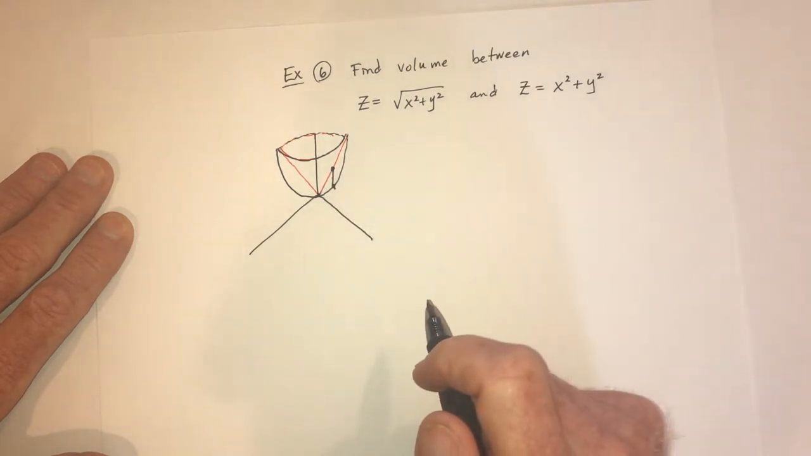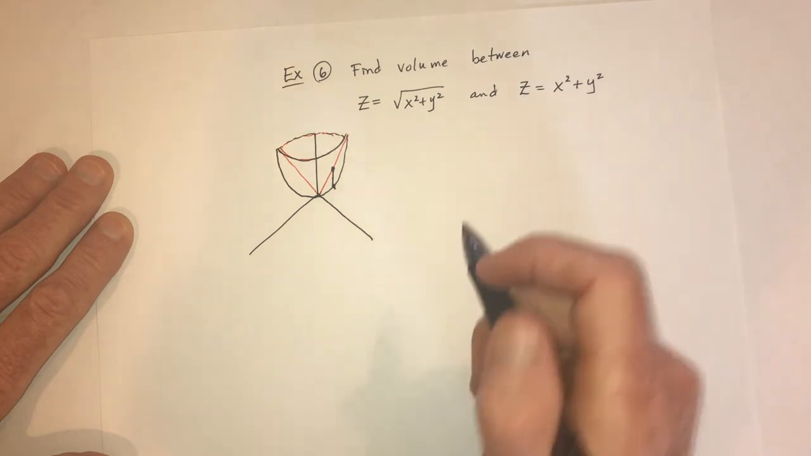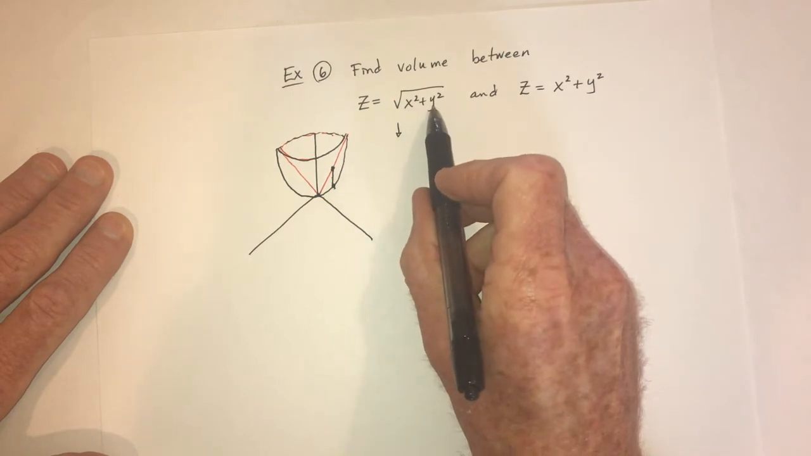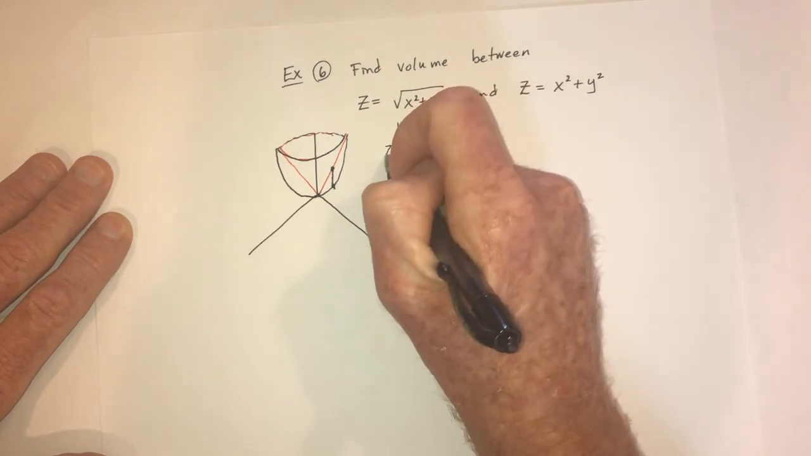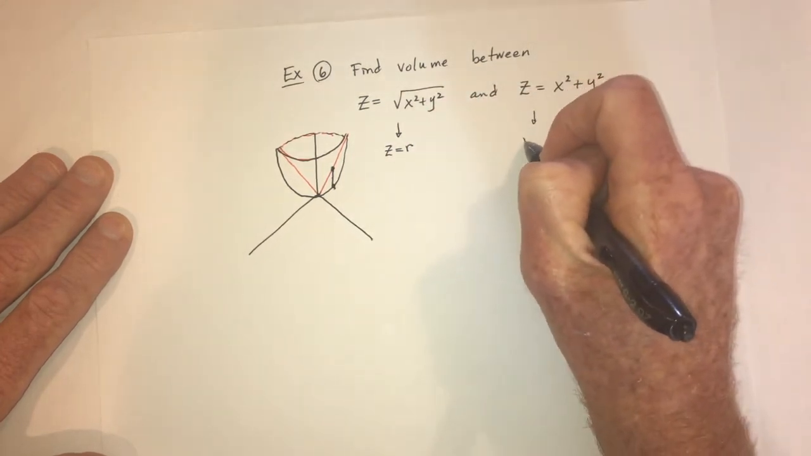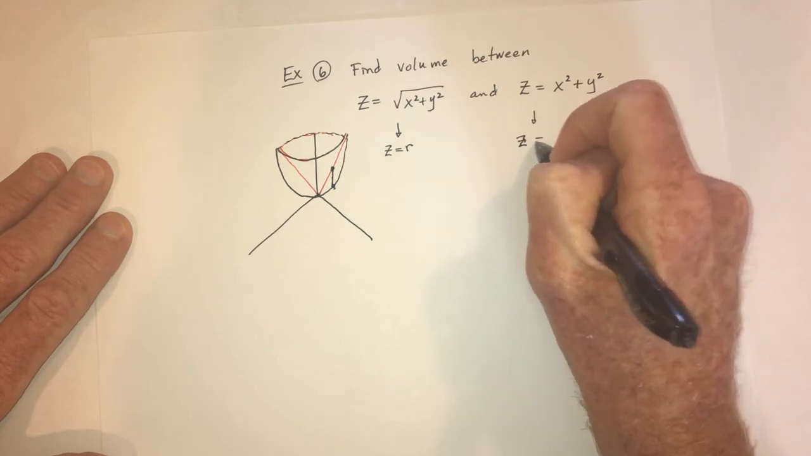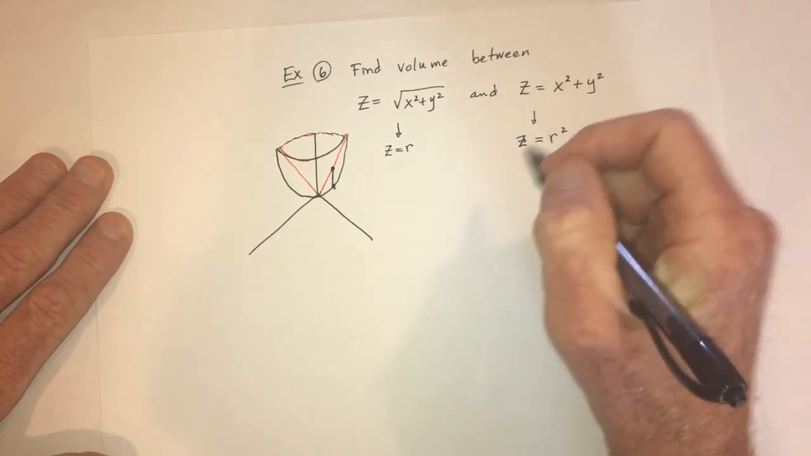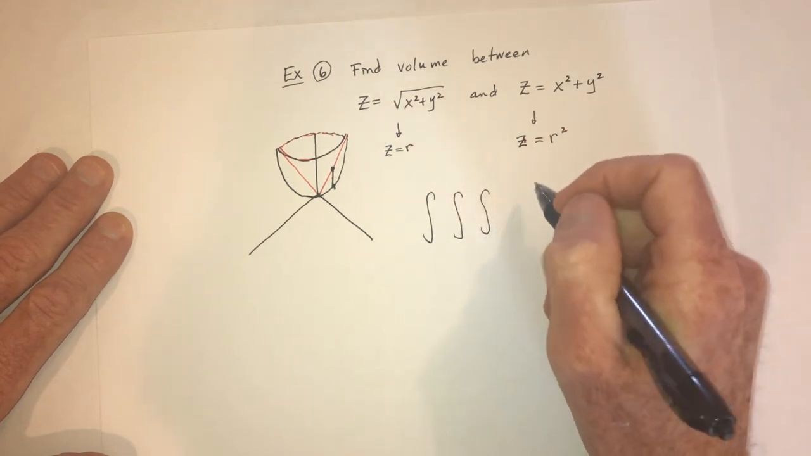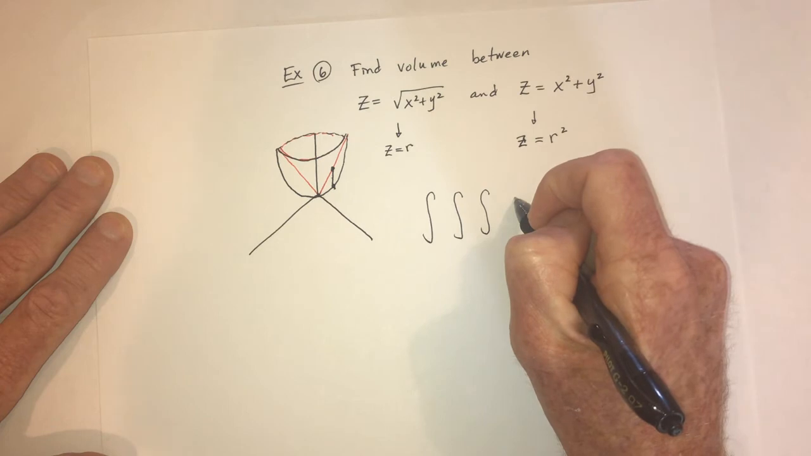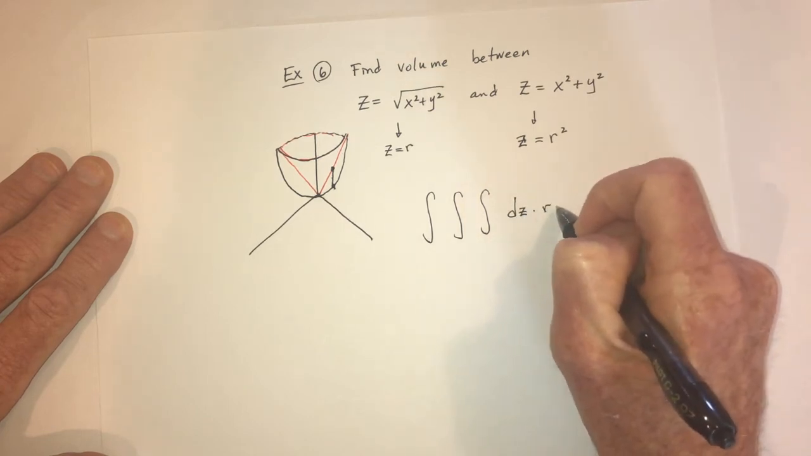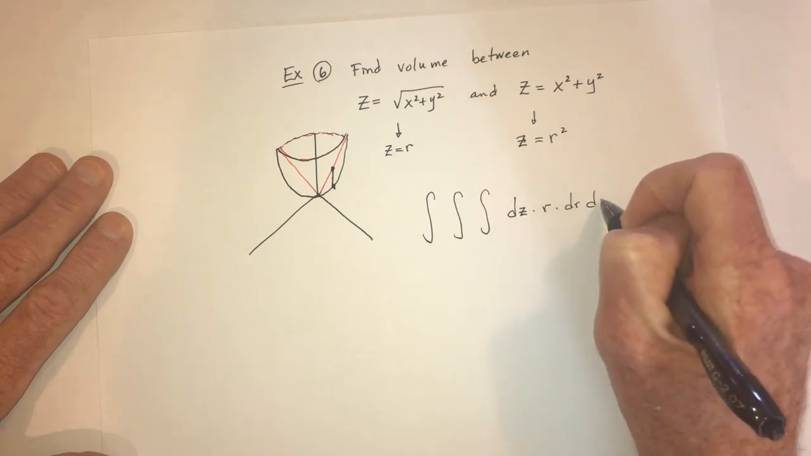Or what if we change this to polar? Oh yeah, that's a good idea. So x squared plus y squared equals r squared. Take the square root of that. That means this one is z equals r. And then this one would be z equals r squared. So now I could start setting up the integral. And because we're finding volume, it's just going to be the dz, and then because we're changing to cylindrical, r times dr times d theta.